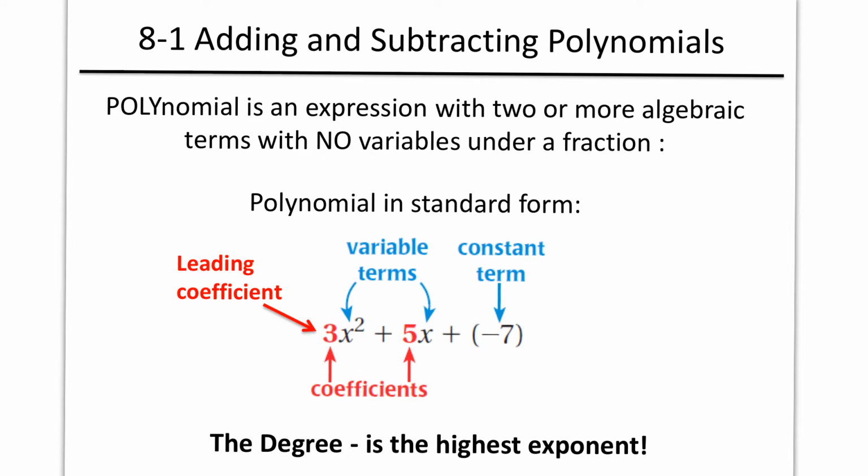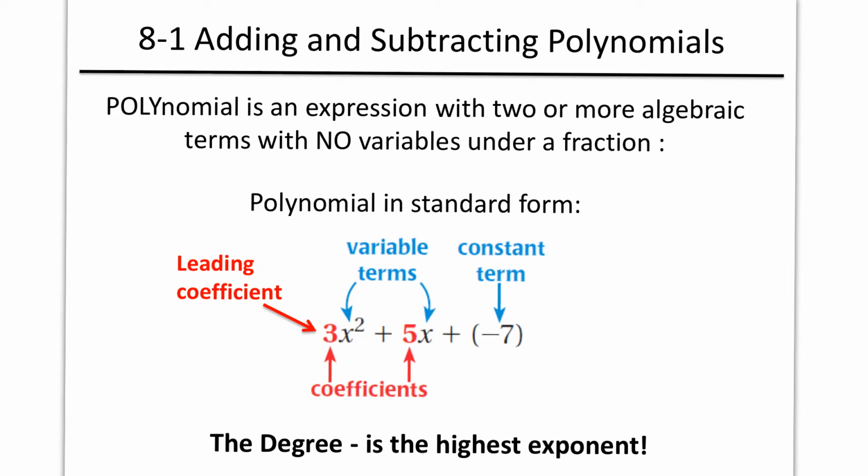You guys have coefficients in a polynomial. The coefficients are the numbers in front of the variables. So we have the 3 here, and we have the 5 right here, 5 with the x. Those are called coefficients. This one is not called a coefficient because it doesn't have a variable, but we say this is the constant, or constant term. But usually I just say constant in my class.